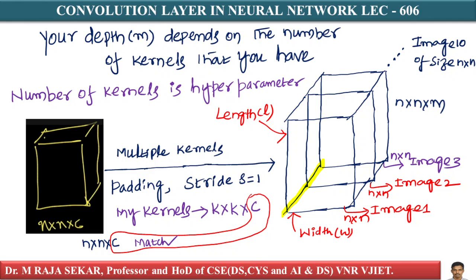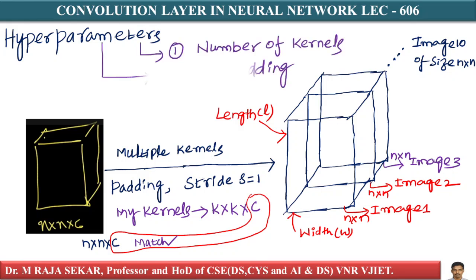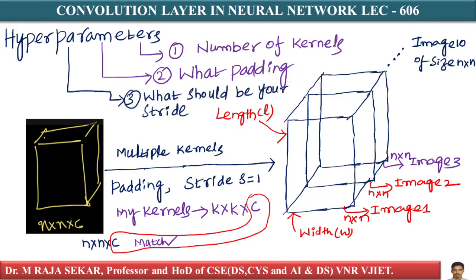Number of kernels is a hyperparameter, isn't it? What padding to apply is a hyperparameter. Just see what the hyperparameters are. Number of kernels is a hyperparameter. Second one is padding to apply. What your stride should be is also a hyperparameter. These three are hyperparameters.